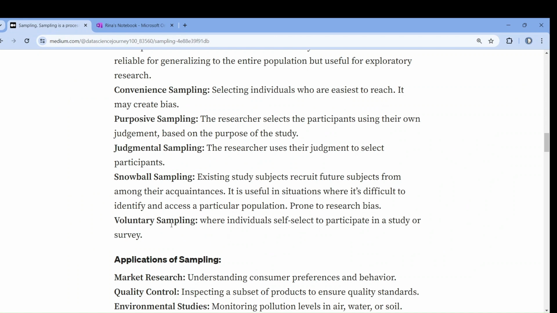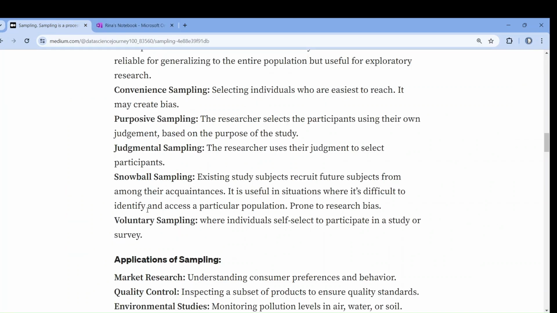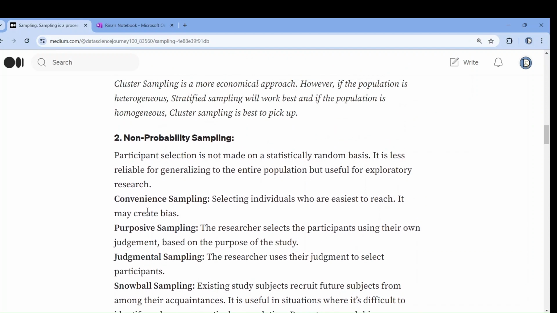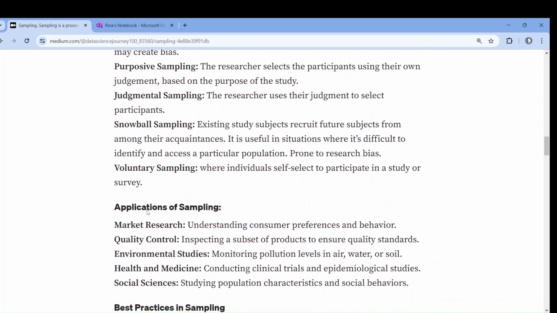Next one is voluntary sampling. That means suppose the inspector goes and announces in the class that I want 10 people who are ready to answer my questions. Now suppose 10 people voluntarily come and say, sir, we are ready to face your questions. This is known as voluntary sampling. This doesn't look so easy, but it may happen. So these are non-probability sampling because here you are not selecting them randomly. Instead, you have a method of selecting. But when you are selecting randomly, that is known as probability sampling. These are the two types of sampling we can use.